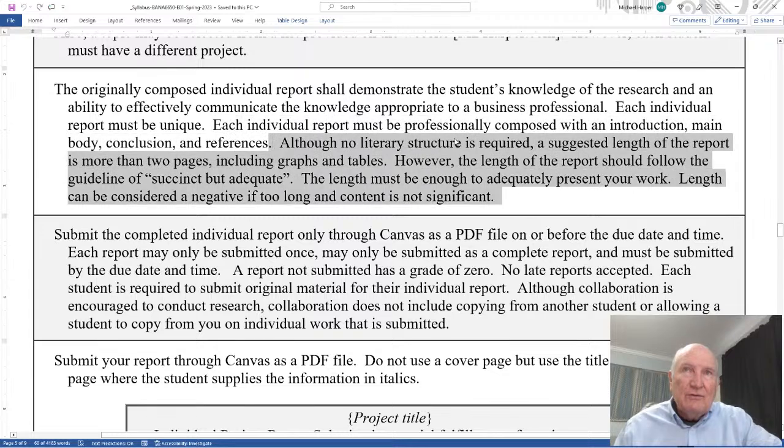Although no literary structure is required, a suggested length of the report is more than 2 pages, including graphs and tables. However, the length of the report should follow the guidelines of succinct but adequate. The length must be enough to adequately present your work, but length can be considered negative if too long and content is not significant, therefore be succinct.